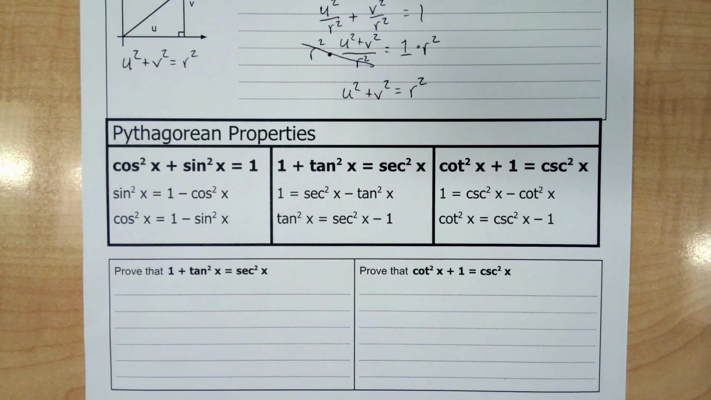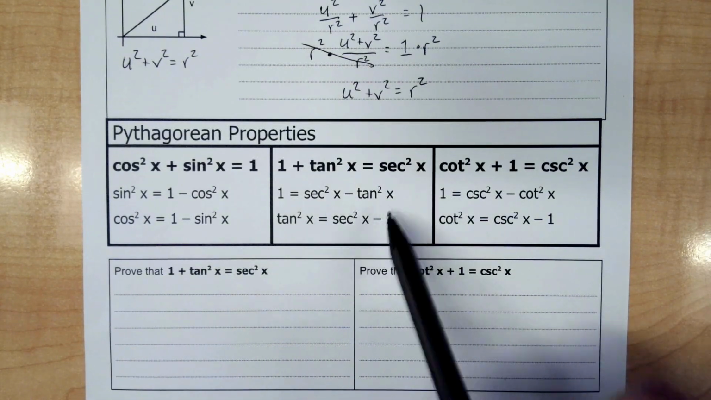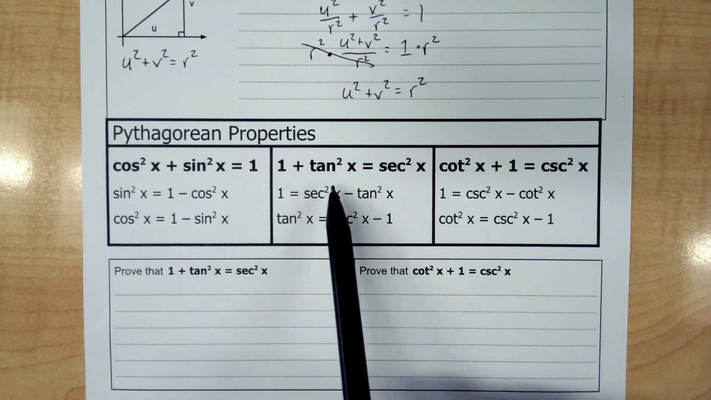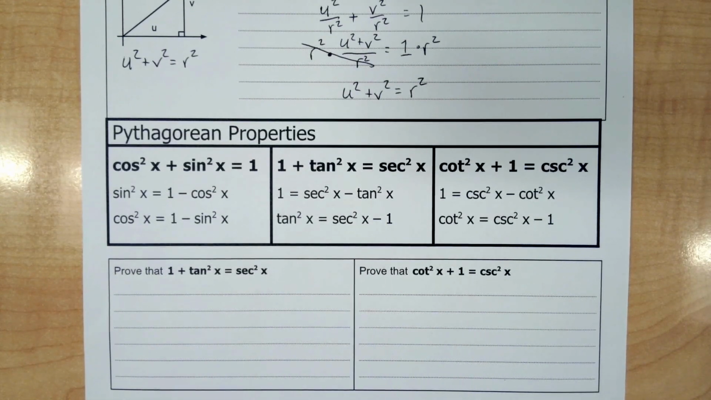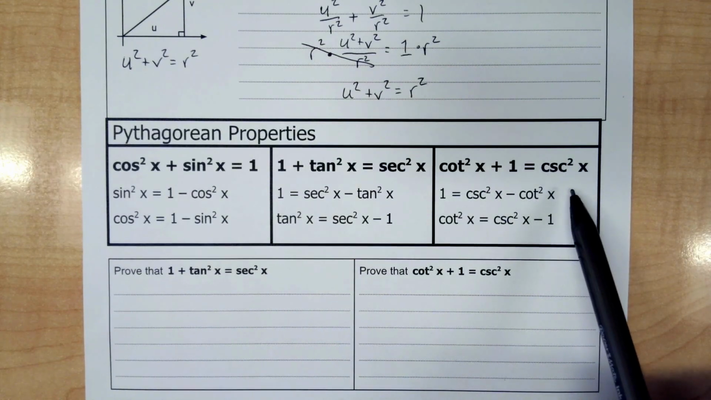Tangent and secant are also related in a Pythagorean way. 1 plus the tangent squared will equal the secant squared. The secant ends up acting a little bit more like the hypotenuse in this case. And again, you can subtract tangent squared from both sides to get secant squared minus tangent squared equals 1. Or you can try to isolate the tangent by subtracting 1 from both sides and get the tangent squared equals secant squared minus 1.